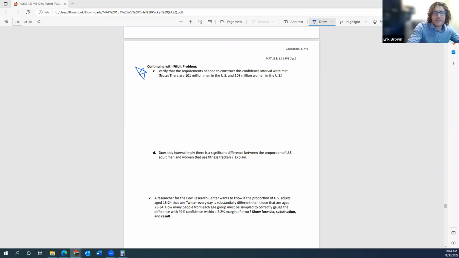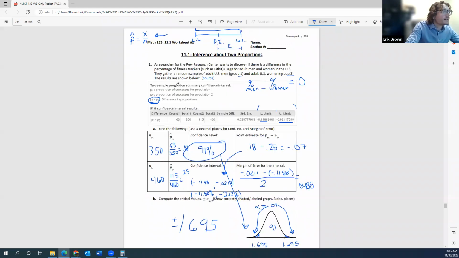I think this is the order we do it. So C1, we have to show that sample 1 is random and sample 2 is random, right? So you could say random men, that's given, and random women, that's given. How do we know that? It said they gather a random sample of adult US men and adult US women. So there are your two different samples.